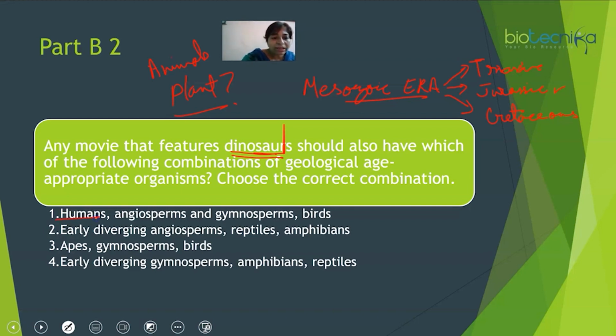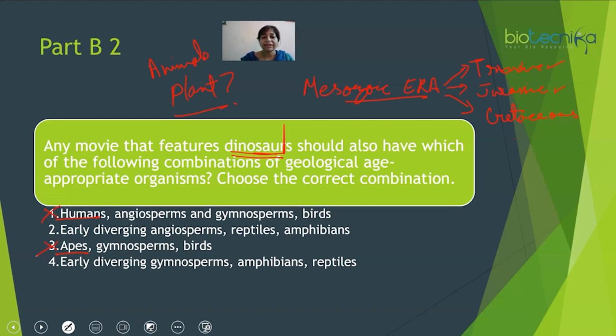Now humans, apes or any primate: the entire evolution of primates happened during the next era, the Cenozoic era, that started after the Cretaceous period. Although mammals were there during the Triassic period of the Mesozoic era, they were small mammals, not primates. The primates, apes and humans came last in the geological scale. Okay, so definitely 1 and 3 you can rule out.